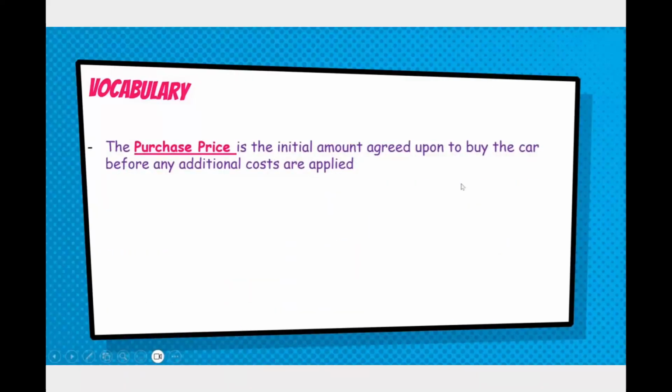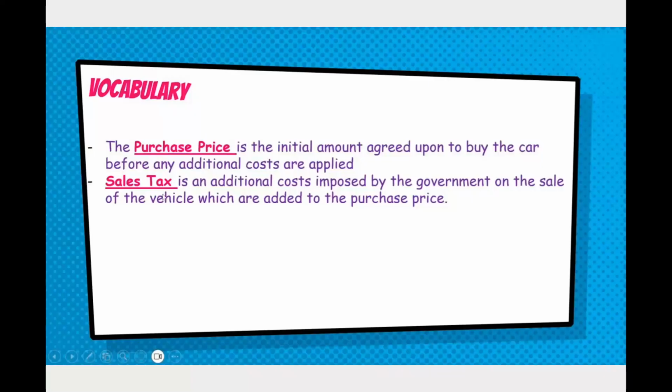So, anyways, some vocabulary that you need to know are the following. When you start looking at a vehicle, you'll hear something called a purchase price. There's a couple different prices, so it's important to know which one is what. The purchase price is the initial amount agreed upon to buy the car before any additional costs are applied. Then you also have something called sales tax, which you guys have heard of, an additional cost imposed by the government on the sale of the vehicle, which is added to the purchase price.